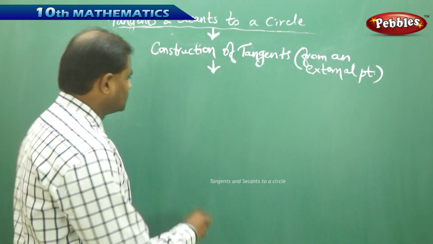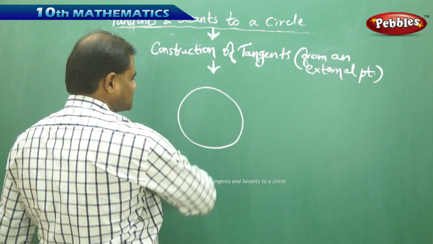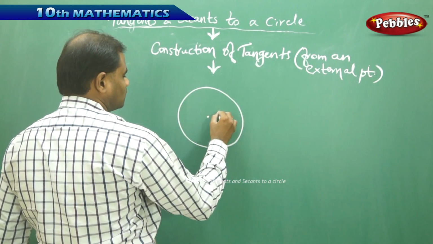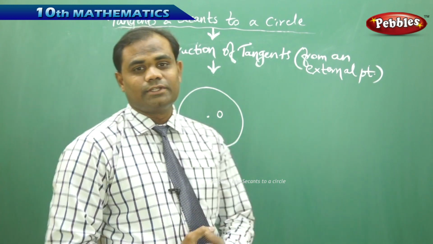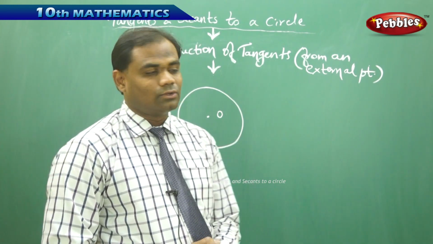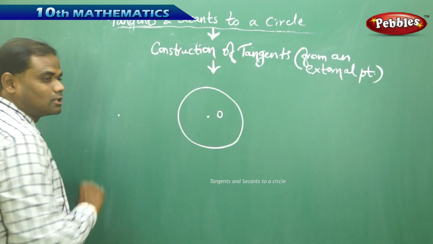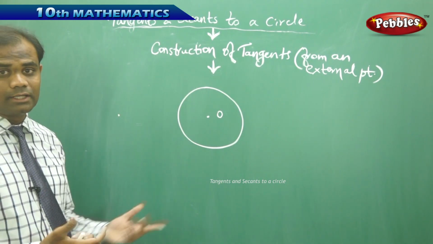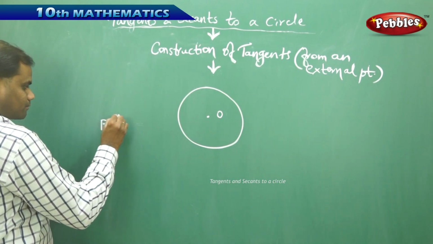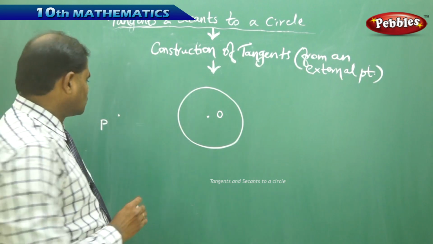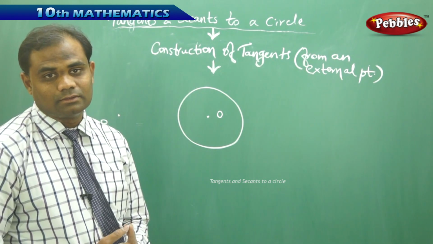Initially, let me assume a circle with a suitable radius and center O. So if I have a circle with center O, then I know that I can draw two tangents if I take an external point P outside the circle. The third case, as we have already discussed. So for a point P, there are two tangents which can be drawn from the external point P.